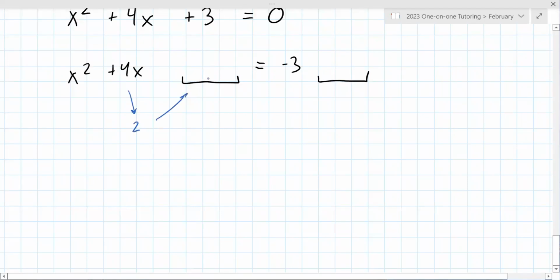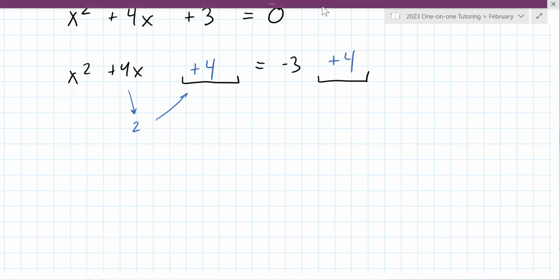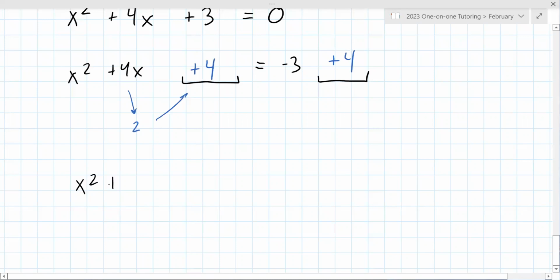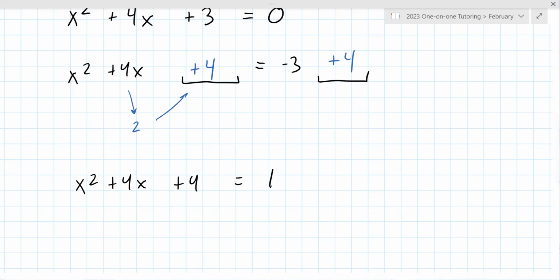Okay, and then next you would get half of 4, which is 2, and then 2 times 2, which is 2 squared, is 4. So you're going to add 4 to both sides. And then you do -3 plus 4, so then you get 1. x squared plus 4x plus 4 equals 1.